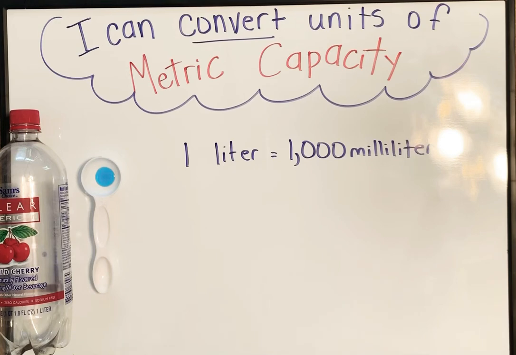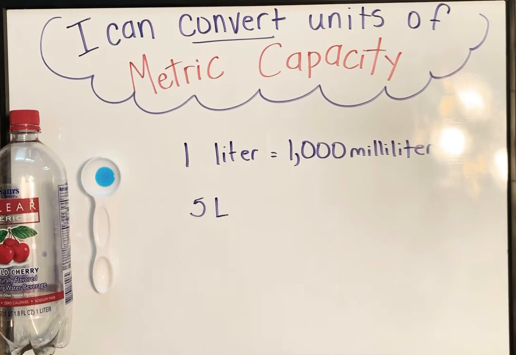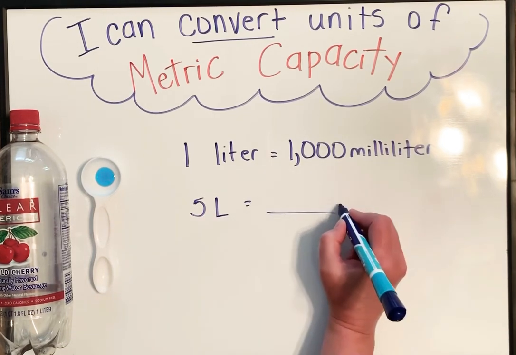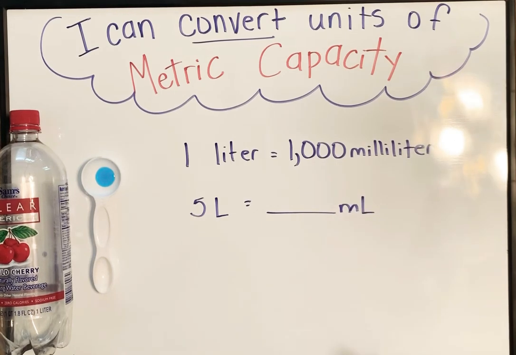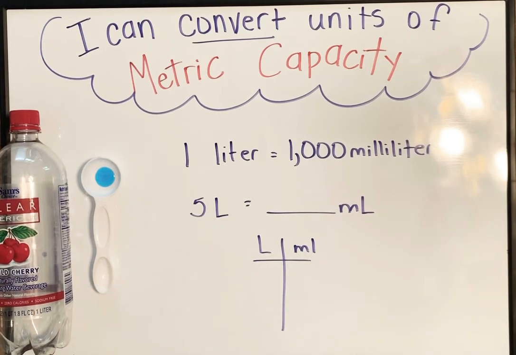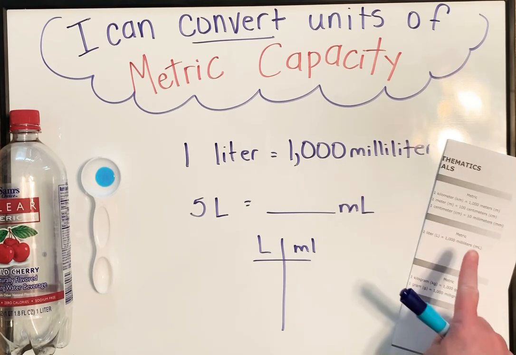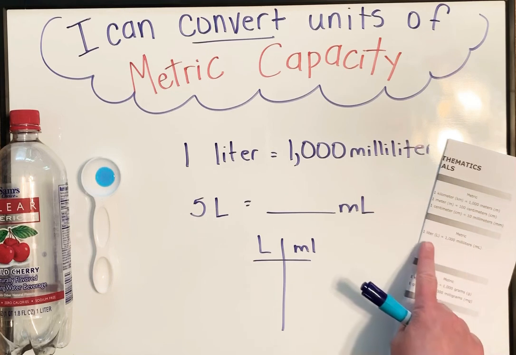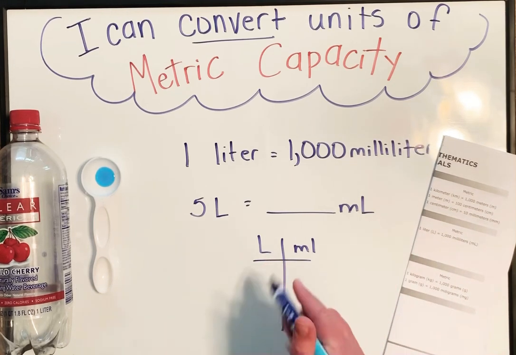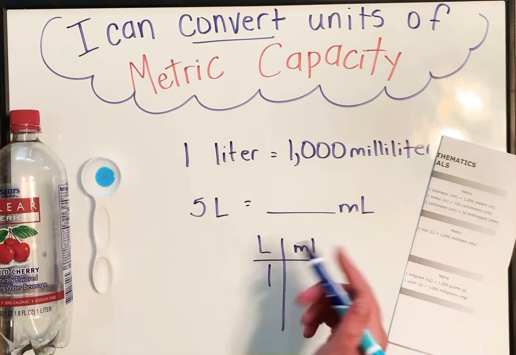Let's do some examples. So if I have 5 liters, that's capital L, and I want to know how many milliliters I have. That's lowercase m with a capital L. Well, to make my T-chart, I'm going to fill in my liter, fill in my milliliter. I'm going to go to my conversion table to find my initial rule. Here we have metric, and here's our capacity words. Here it is right here, 1 liter. So 1 liter is equivalent to 1,000 milliliters.